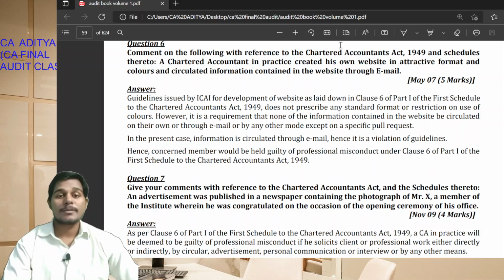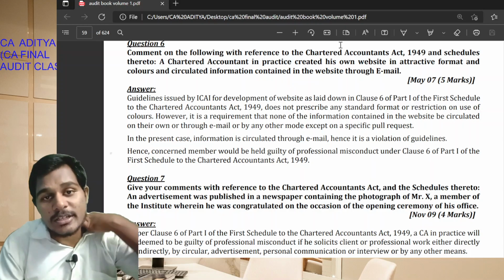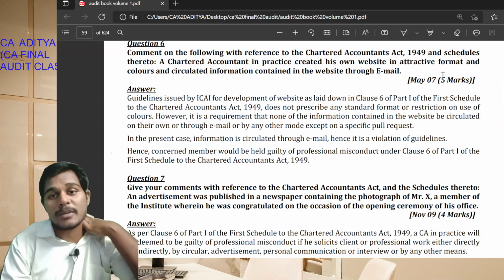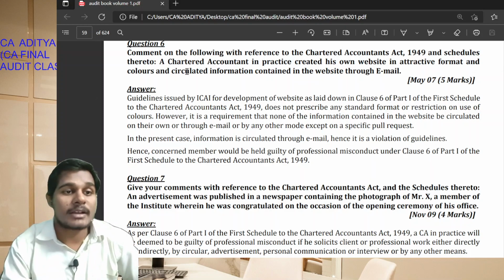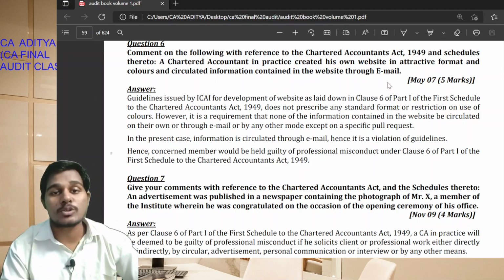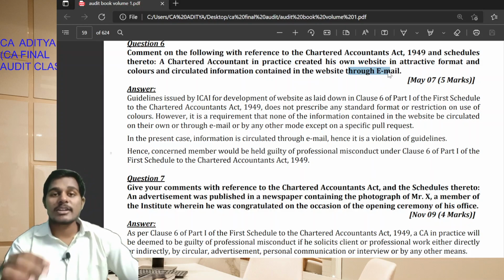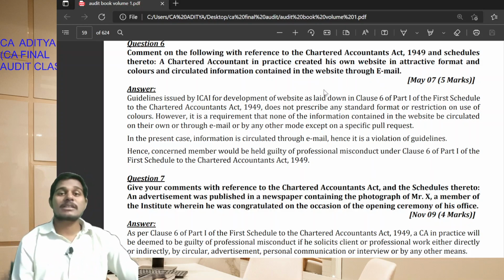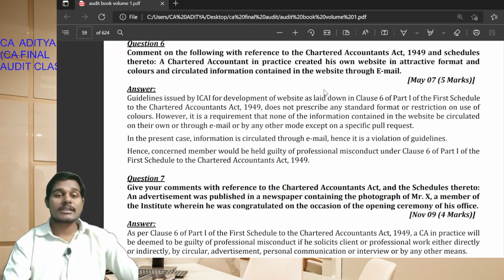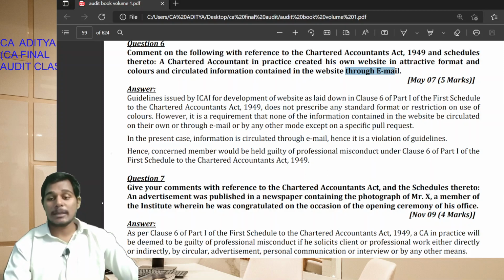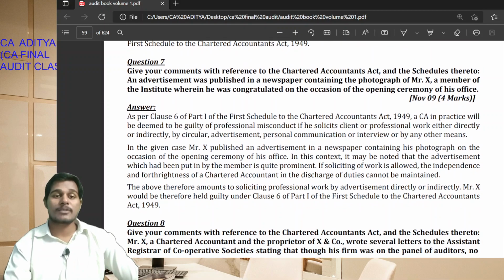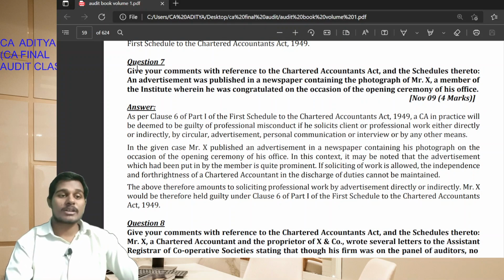A chartered accountant in practice created his own website in an attractive form and color, and circulated information through email. See students, a chartered accountant will be guilty of professional misconduct if he solicits directly or indirectly. See, in this case, he has done so indirectly through email, so he will be guilty of professional misconduct as per clause 6 of Part 1 of the First Schedule to the Chartered Accountants Act.